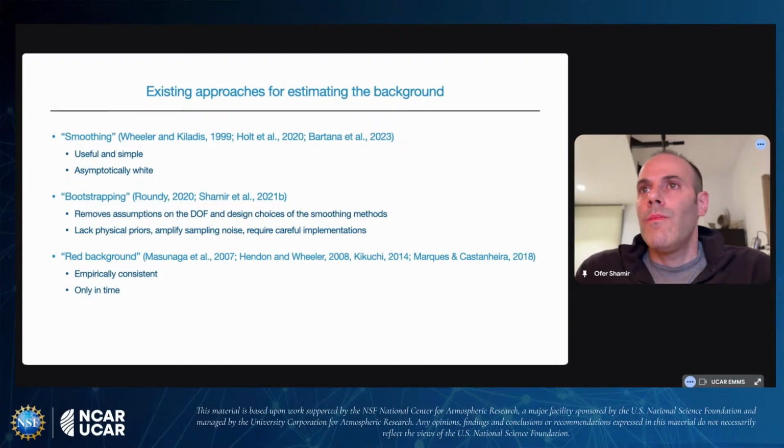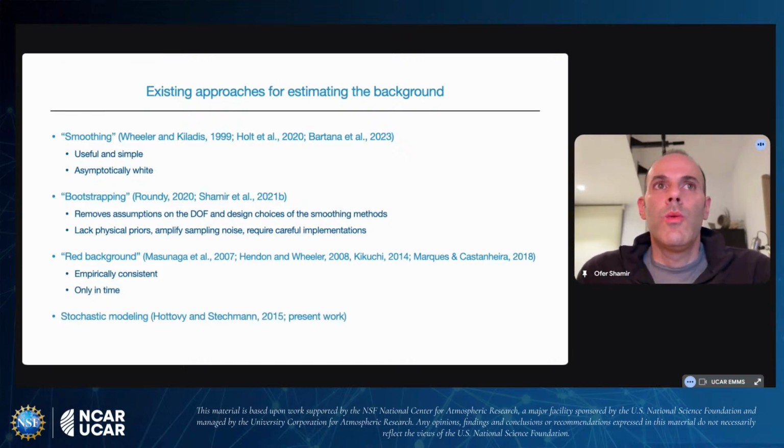And so all of these approaches have their advantages and disadvantages, but in general, they are somewhat technical and statistical in nature and lacking physical motivation. The approach we will use in this work, which was pioneered by Hasselmann and Stechmann, is stochastic modeling.